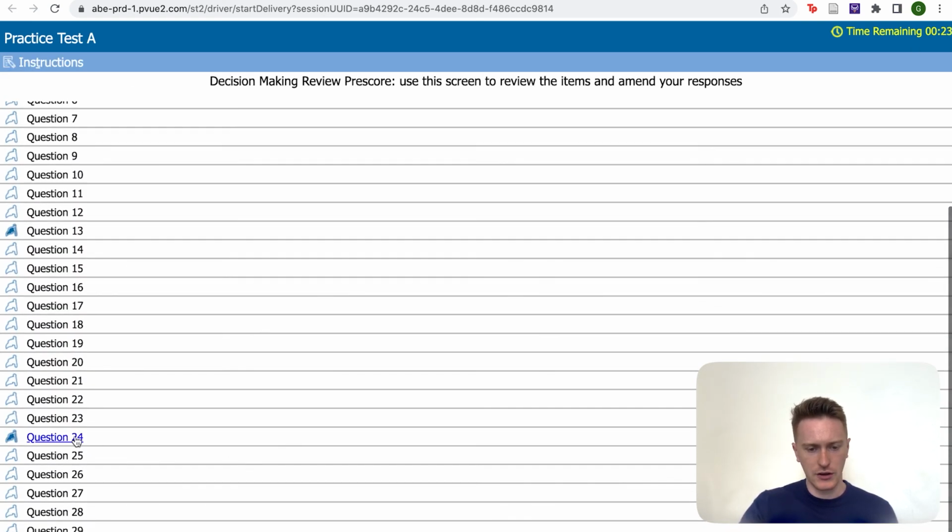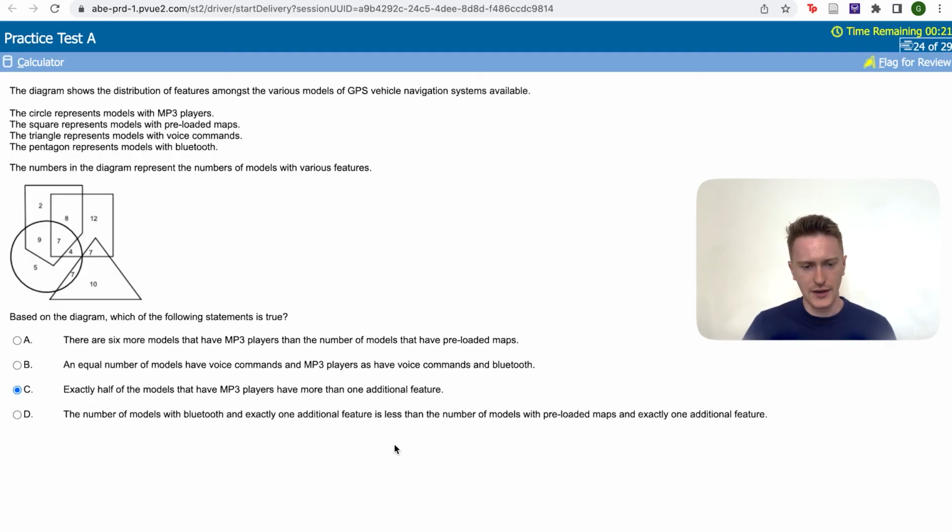And then finally, let's go to question 24. The other flagged question we had, this one was a guess. Let's quickly do this one. MP3 models. Let's just check whether C was the right one. Exactly half the models that have MP3 have more than one additional feature. Okay, no, they all have additional features except for 5. So let's switch it. Quick, B.